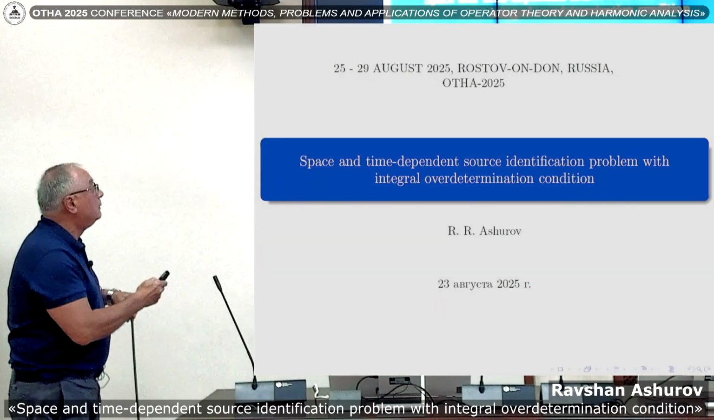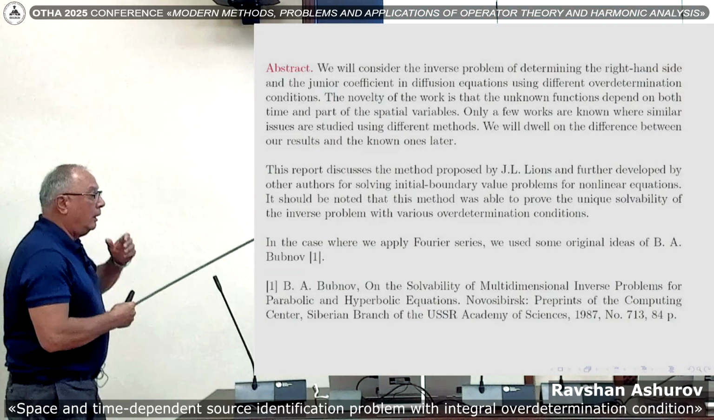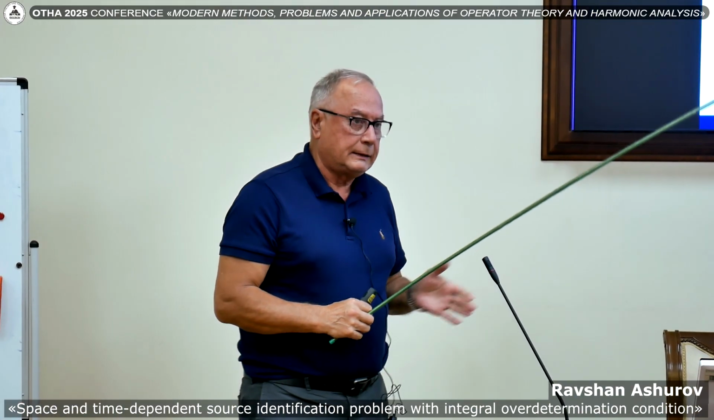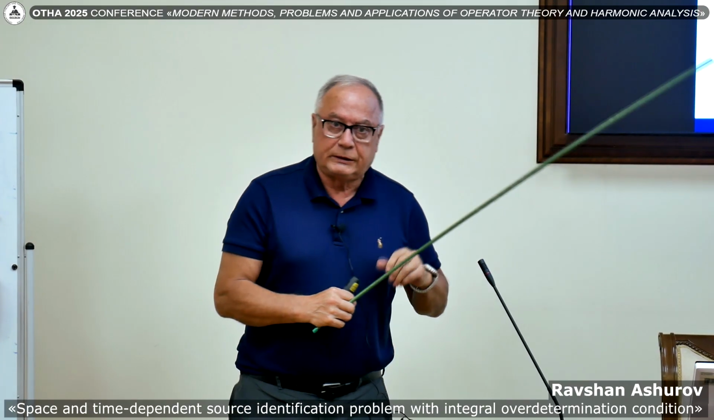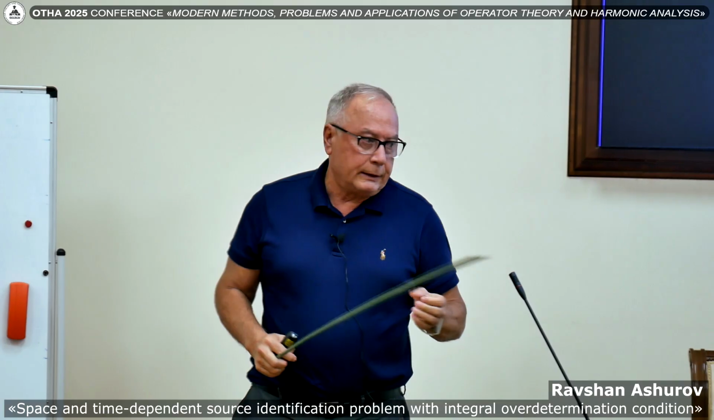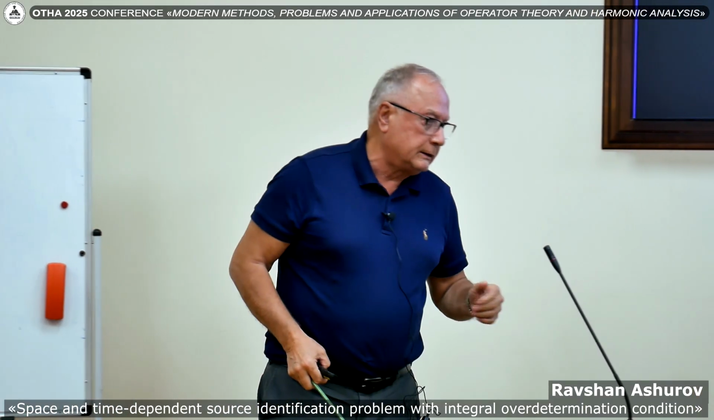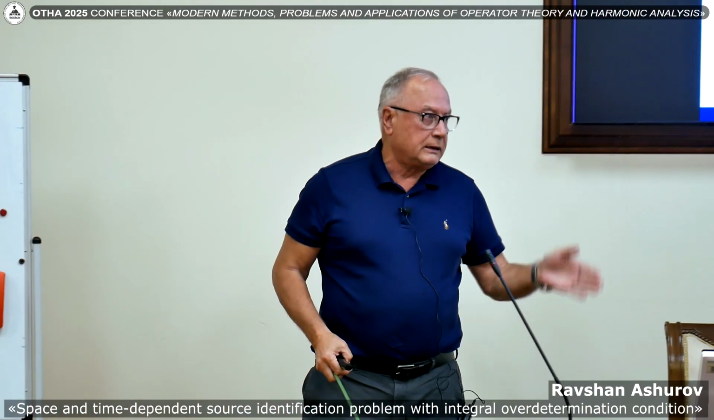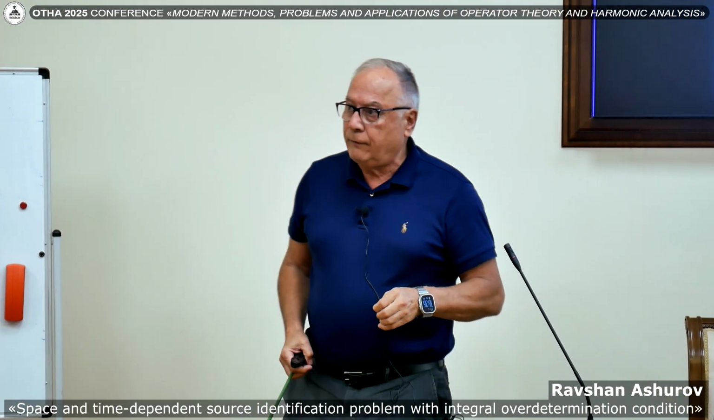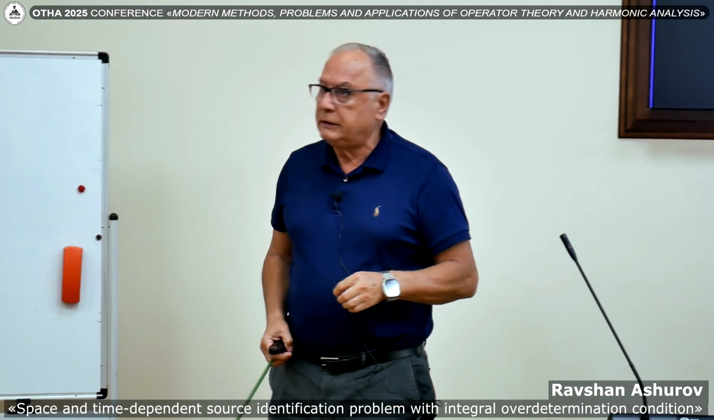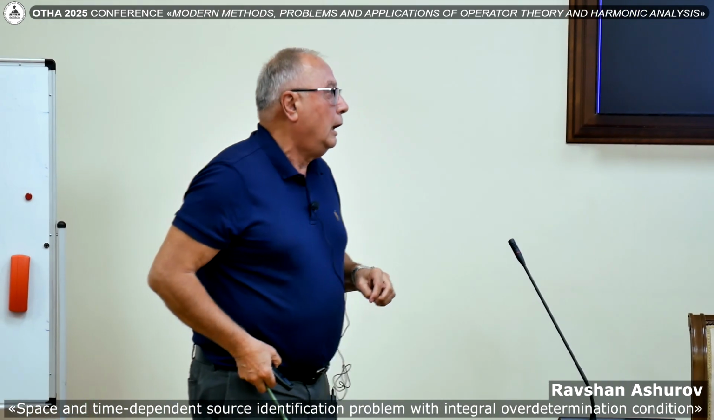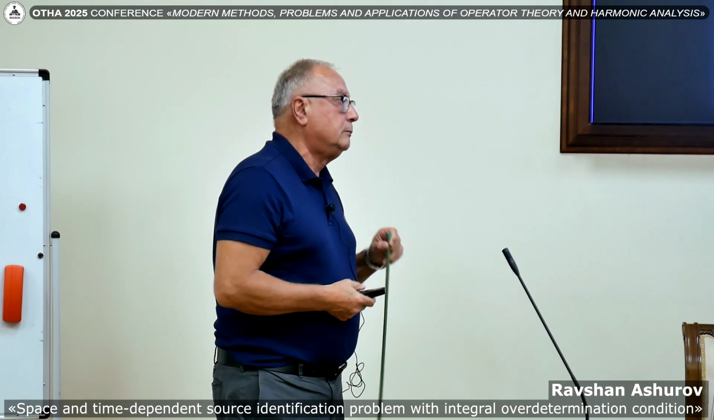This is the title. Now, today we will talk about the inverse problem of finding the right-hand side and also some coefficients of diffusion equations. The novelty here is that these unknown functions depend both on time and on some part of the spatial variables. This kind of issue was considered in a few works, and we recall them later.